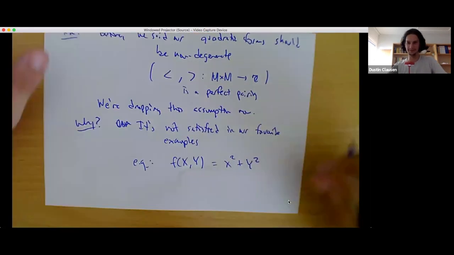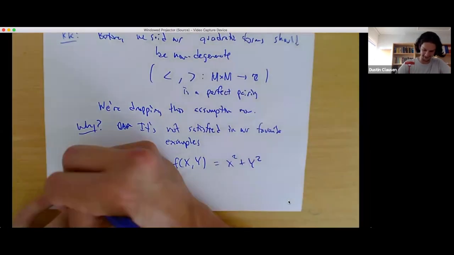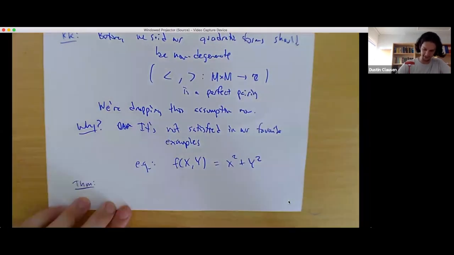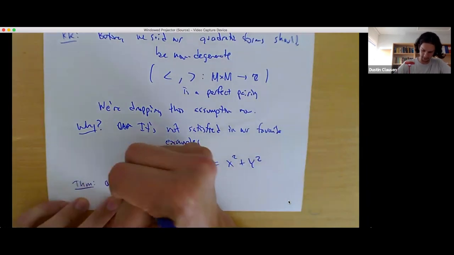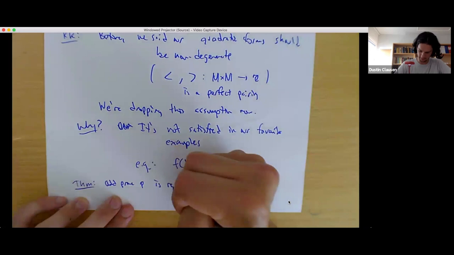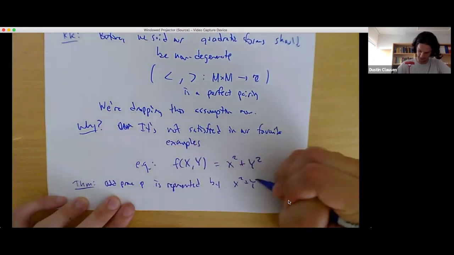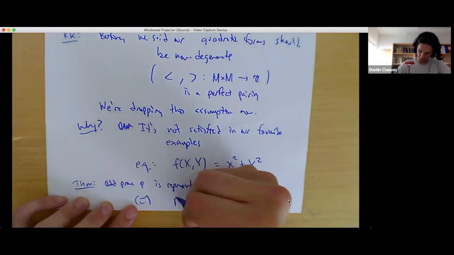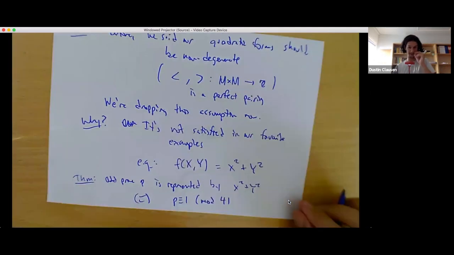And there are some cool theorems in number theory about this. These are the kinds of theorems we're going to be talking about. For example, an odd prime P is represented by x squared plus y squared if and only if P is congruent to 1 mod 4. So that's a very, very fun fact in number theory.